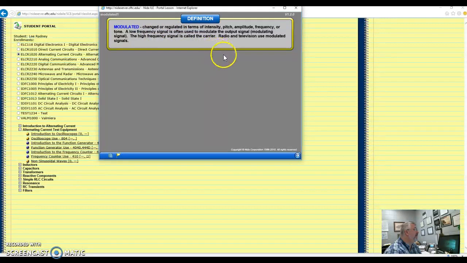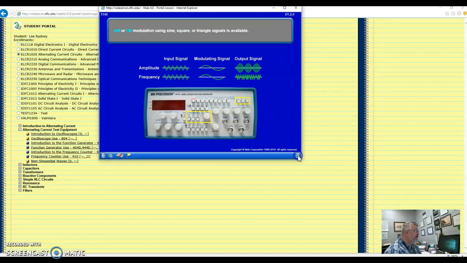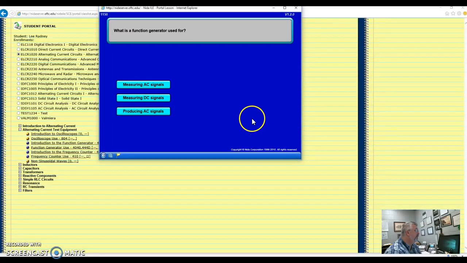Changes are regulated in terms of intensity, pitch, amplitude, frequency, or tone. A low frequency signal is often used to modulate the output signal. The high frequency is called the carrier, and radio and television use these signals. So again, unless you're in communications, you won't have to deal with that. AM/FM modulation using sine, square, or triangle, or sawtooth waves, depending on how you call it.